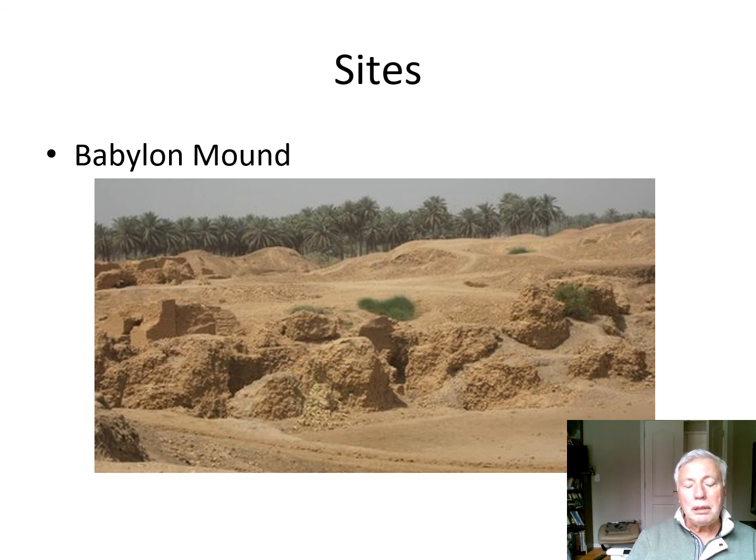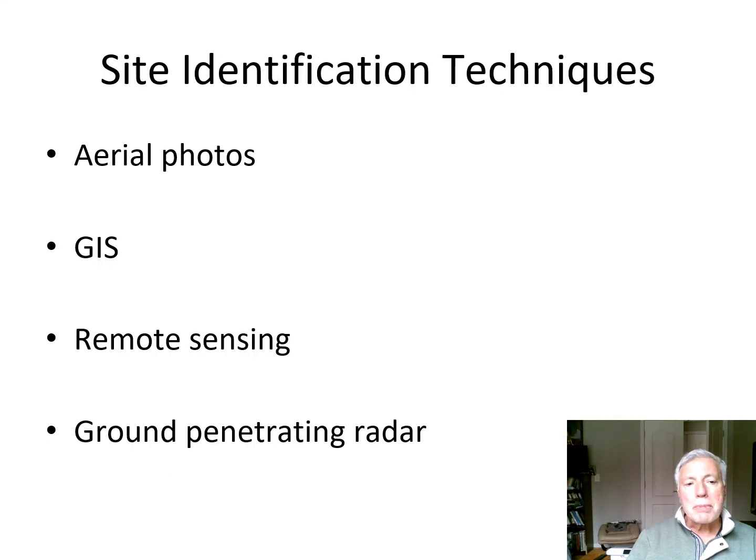You see the disintegrating mounds of Babylon. Now, you say to yourself, how do people find these sites? Well, there are a couple of different ways. I'm not going to go into great depth here, but let's talk about a few. So let me start with ground penetrating radar, for example.